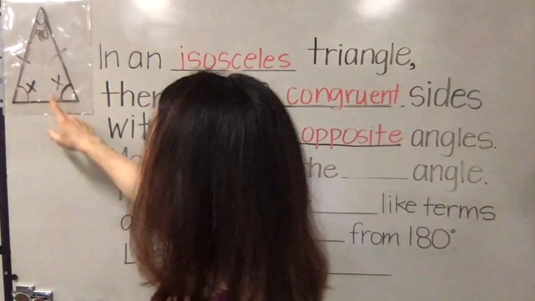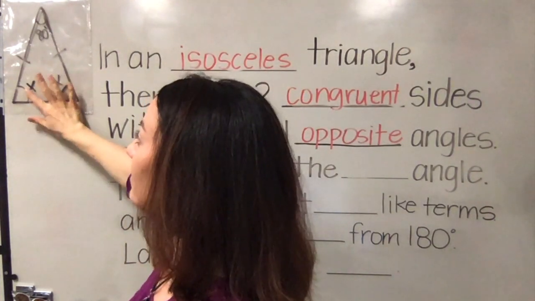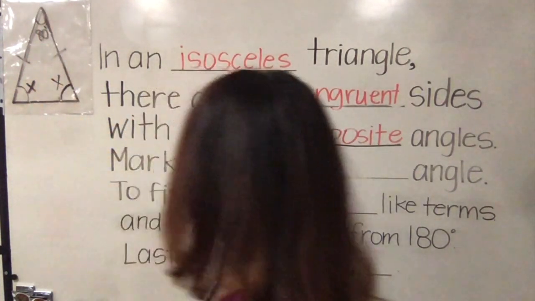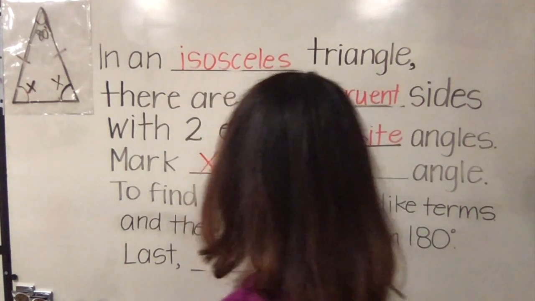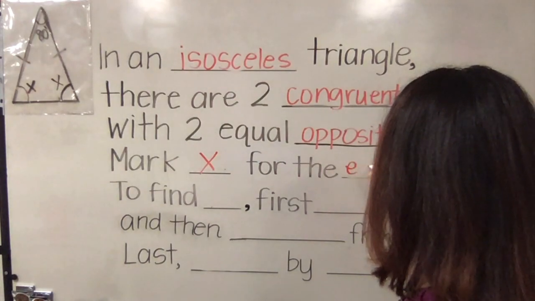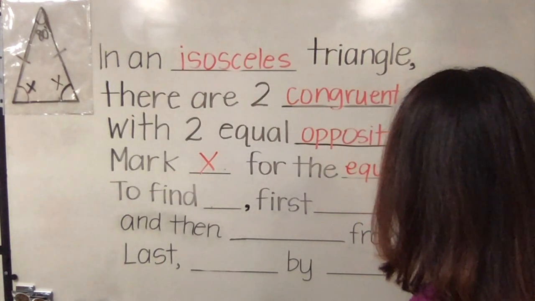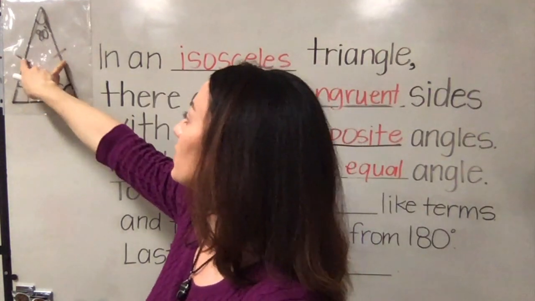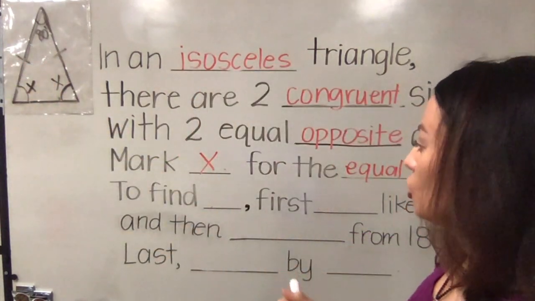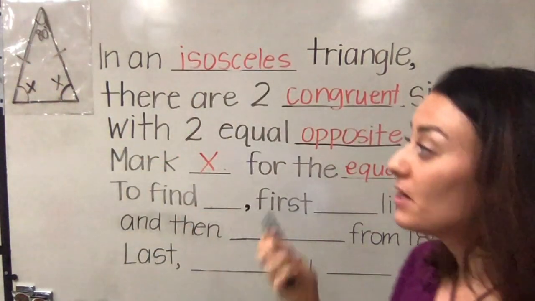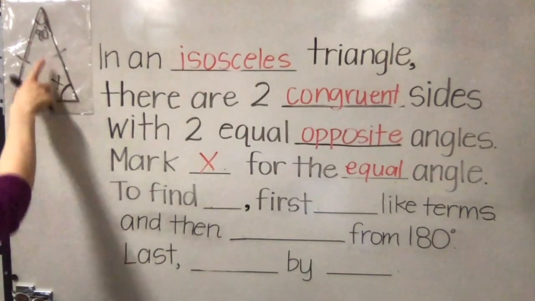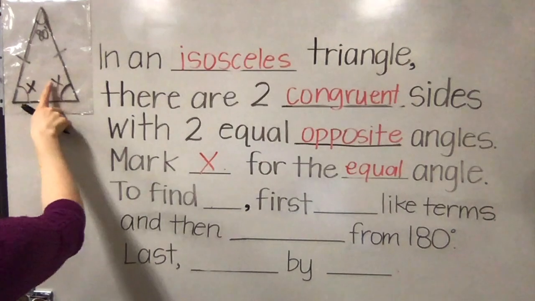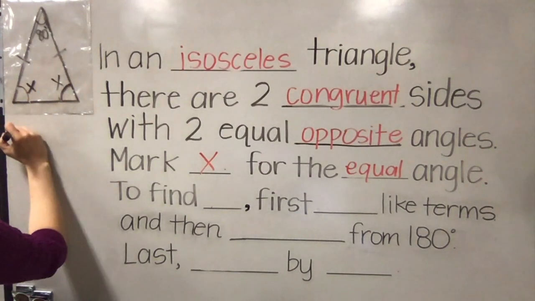Well, the problems that you're going to see are just going to have x and 80. So first we need to mark, just like we did, x for the equal angle. Okay, so those two angles are equal. These two sides are equal. So then we will set up an equation.